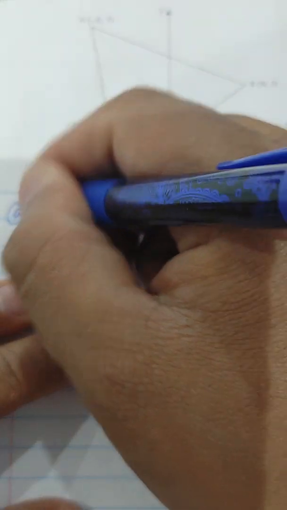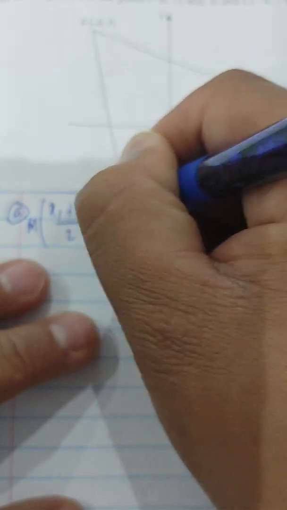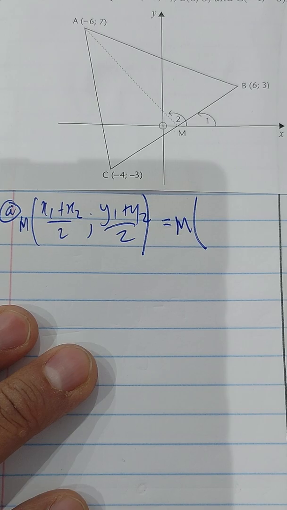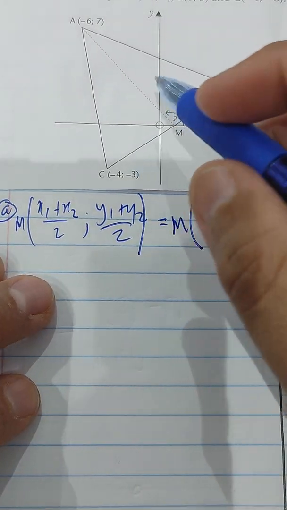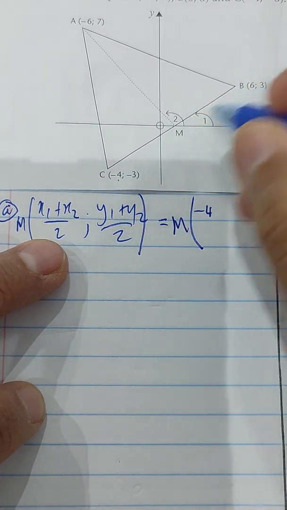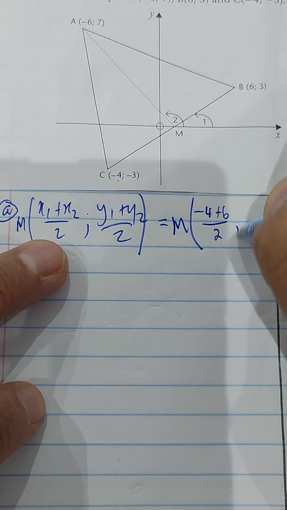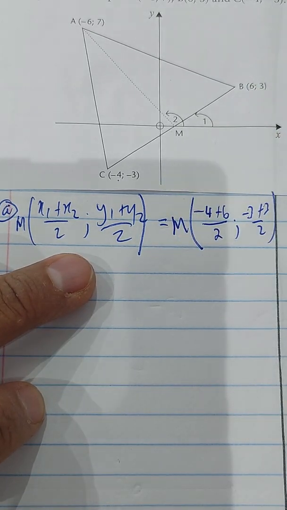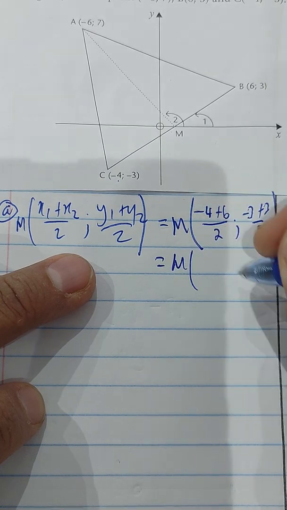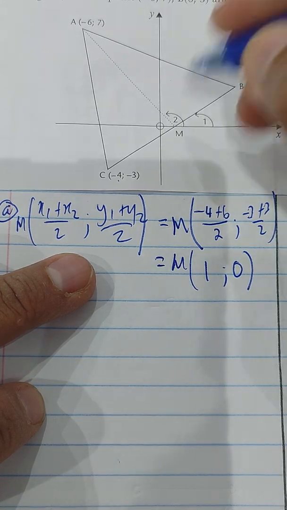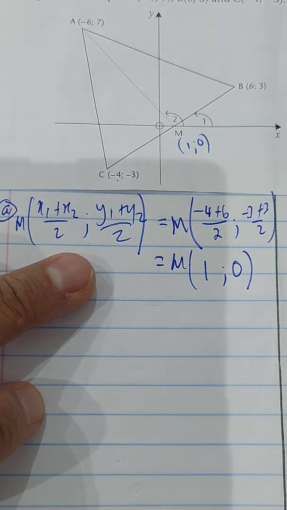Okay, so the midpoint, which is M, is (x1 plus x2 over 2, y1 plus y2 over 2). You must familiarize yourselves with these formulas. So it's the midpoint of CB, so it's going to be x1 plus x2, which is -4 plus 6 over 2, and y1 plus y2, which is -3 plus 3 over 2. So M gets 1 and 0. Okay, so I put 1 and 0.